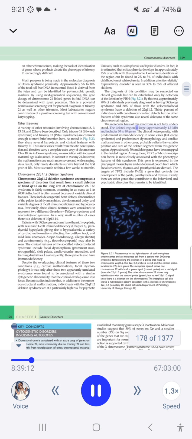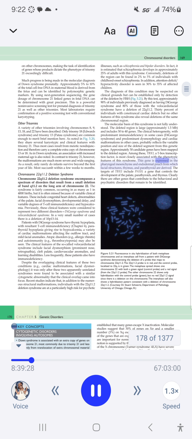The deleted region is large, approximately 1.5 Mb, and includes 30 to 40 genes. The clinical heterogeneity, with predominant immunodeficiency in some cases (DiGeorge syndrome), and predominant dysmorphology and cardiac malformations in other cases, probably reflects the variable position and size of the deleted segment from this genetic region. Approximately 30 candidate genes have been mapped to the deleted region. Among these, TBX1, a T-box transcription factor, is most closely associated with the phenotypic features of this syndrome.